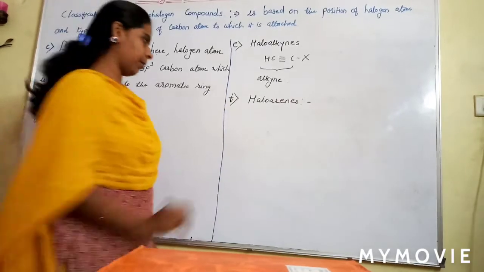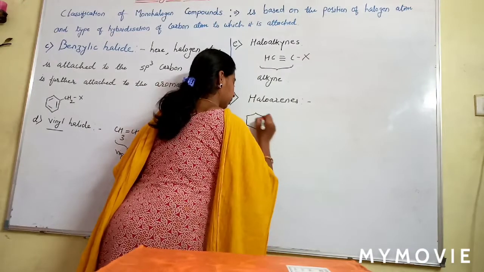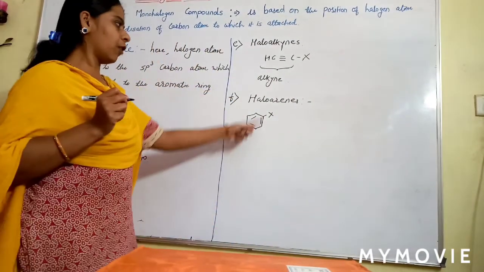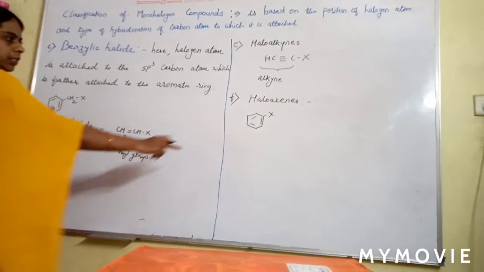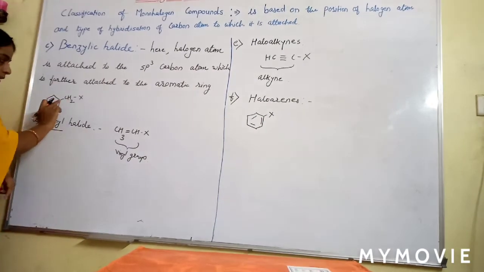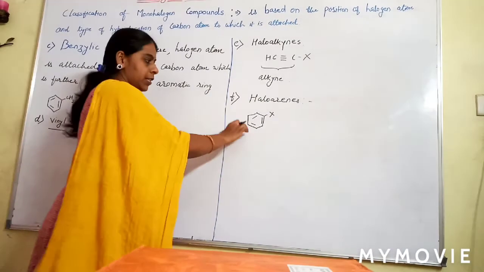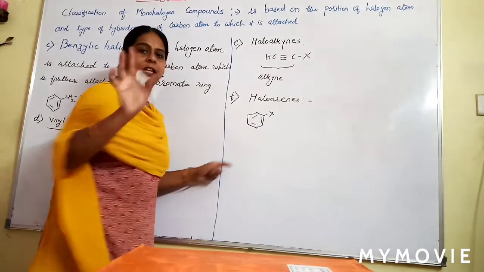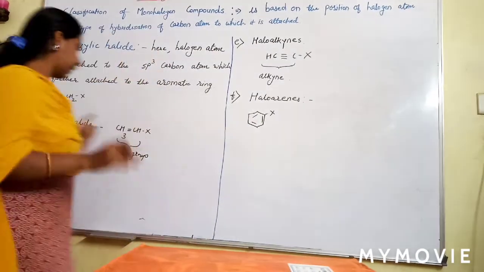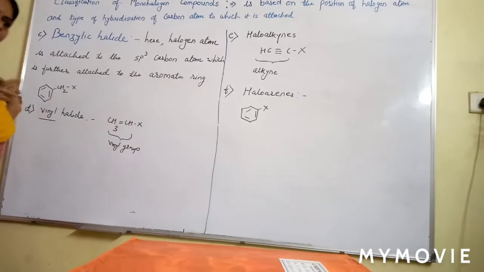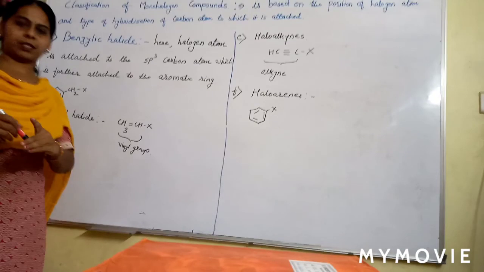Now the next one is haloarenes. Here the halogen atom is attached to an arene. Arene means a simple aromatic compound. This is an example of haloarenes. Now you can see what is the difference in these two structures. Here the halogen atom is attached to that carbon atom which is attached to the benzene ring, and here the halogen atom is directly attached to the benzene ring. There is no other carbon atom in between. So that is the structure in benzylic group and haloarenes. Both are aromatic.